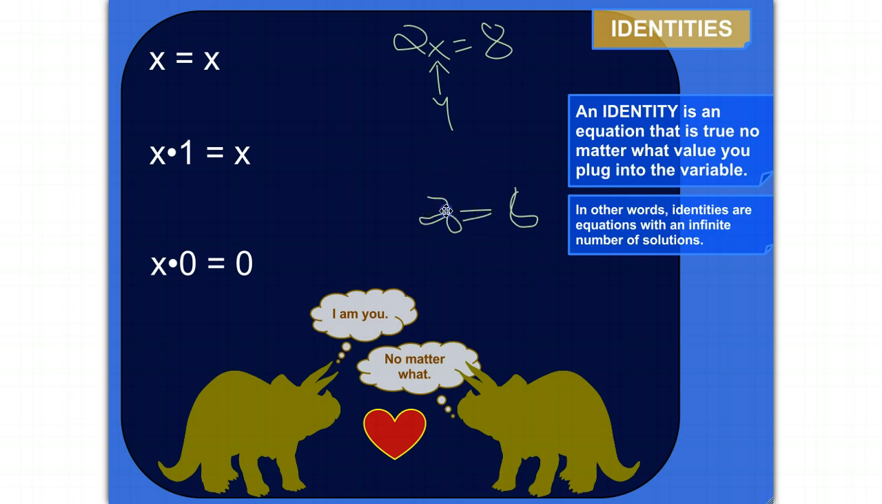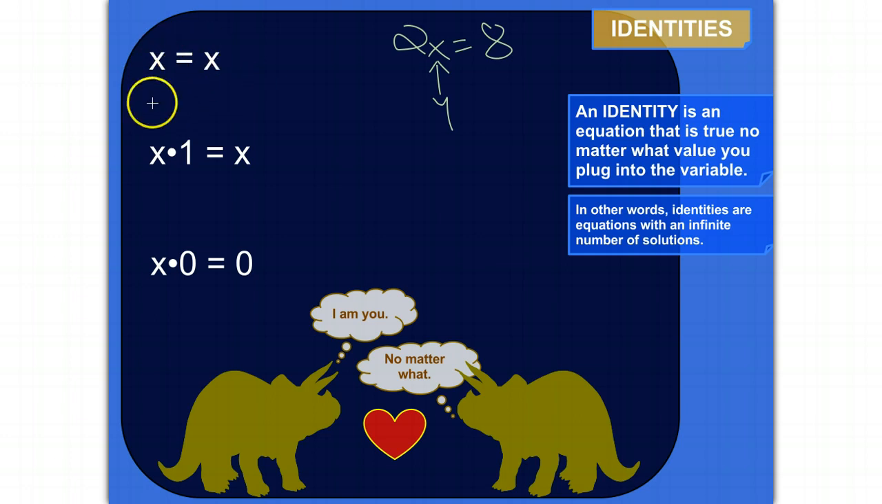An identity, however, is an equation where you can plug absolutely anything into it. Well, that's a number anyway. And it'll still be true. So here's a really sweet little example. x equals x. I can plug anything in for x, and that'll be true.